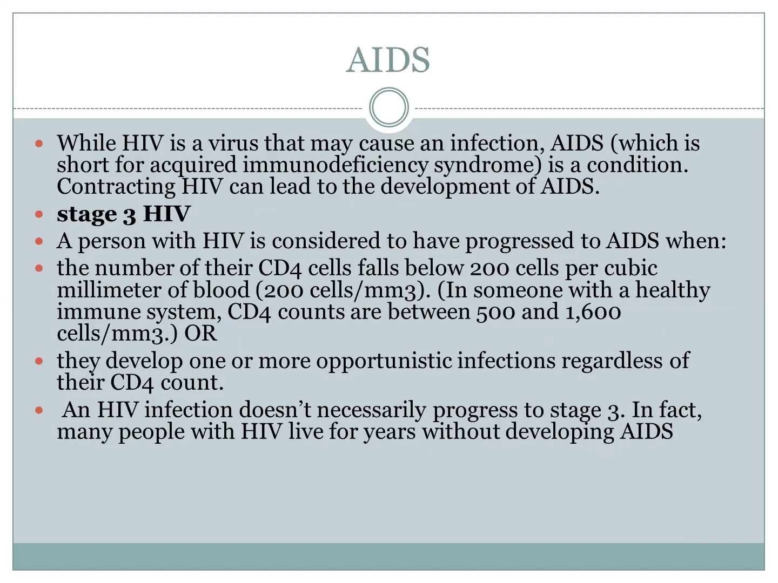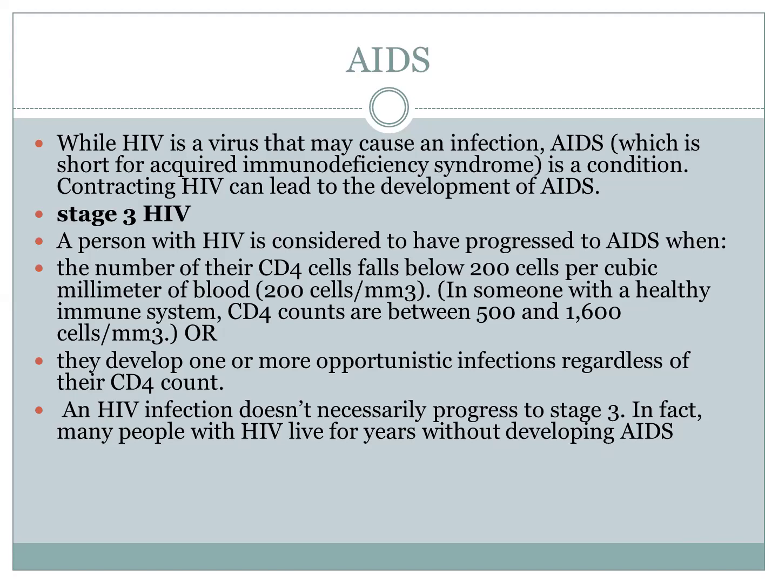HIV is a virus that may cause an infection. AIDS is a condition, short for acquired immunodeficiency syndrome. Contracting HIV can lead to the development of AIDS. It is also called stage 3 HIV. A person with HIV is considered to have progressed to AIDS when the number of CD4 cells falls below 200 cells per cubic millimeter of blood. In a healthy person, the CD4 count is between 500 to 1600 cells per cubic millimeter.